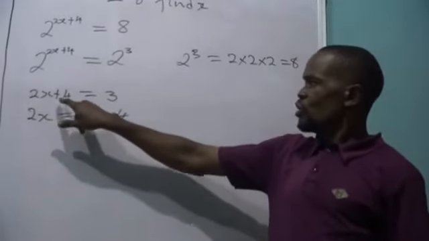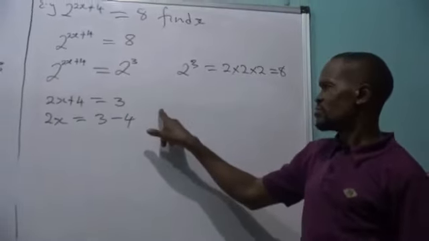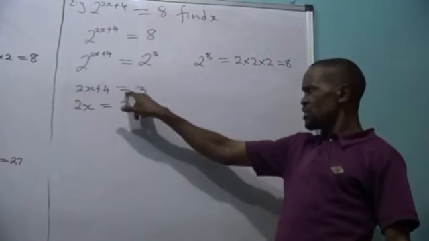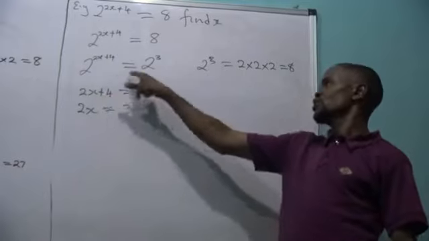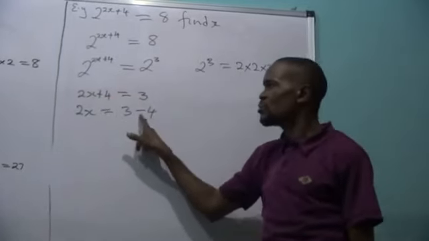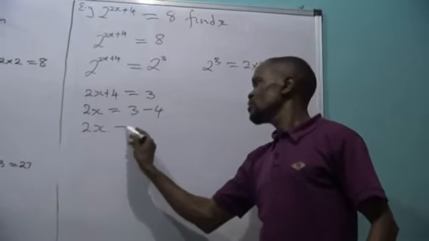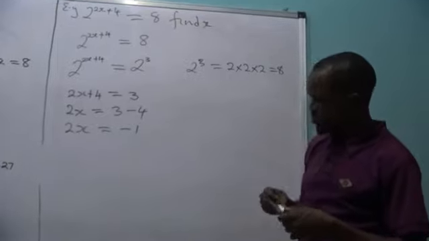This plus 4, the owner of this plus is 4, and he's going the other way. Going this place, crossing this equality sign, he turned to minus, because it's plus. As he crossed this inequality sign, it turned to minus. Therefore, I'm going to have 2x equals minus 1. How did I get minus 1?